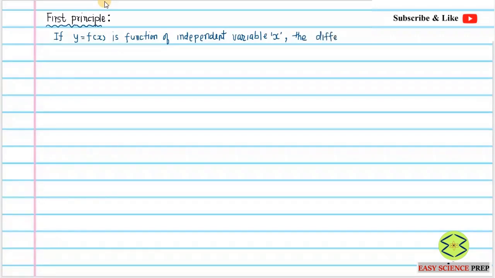derivative, you can write differentiation of y with respect to x is given as dy by dx, which is the same as the first derivative f dash of x, and which is equal to the limit delta x tends to 0, change in y over change in x.